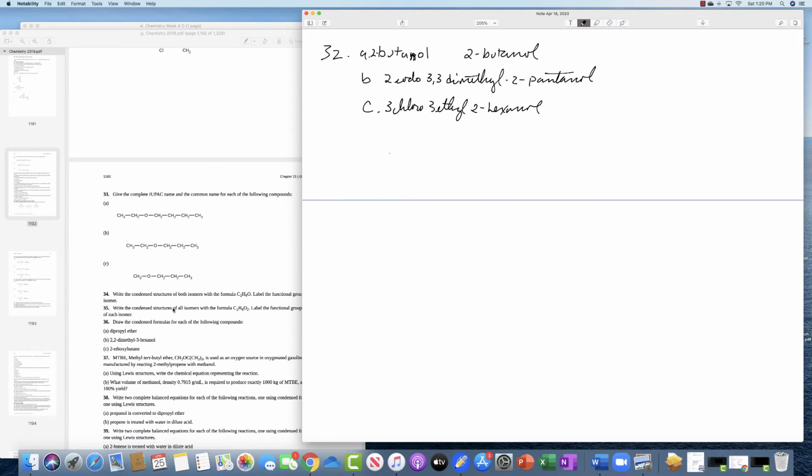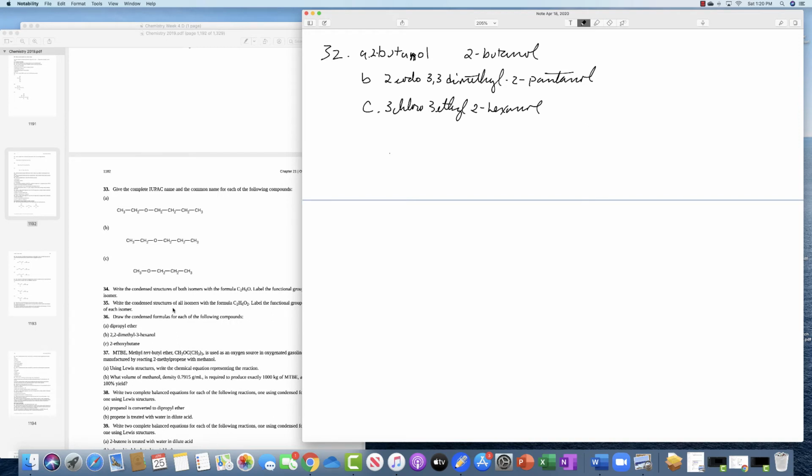So that's number 32. Number 33 here, it says give the IUPAC name and common name for these 3. These are all ethers. So the IUPAC name is that oxy whatever, okay? So for example, this is ethoxybutane, okay? So you have 4 carbons, 1, 2, 3, 4, and you have an ethyl group on the other side, so that's ethoxybutane. But it also could be called ethyl butyl ether.